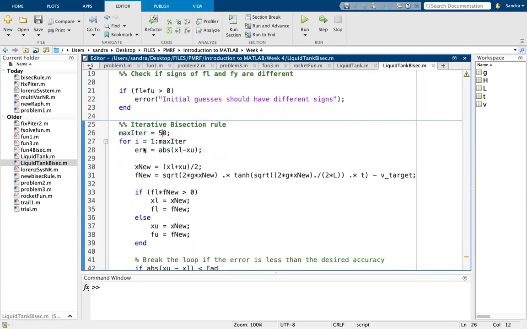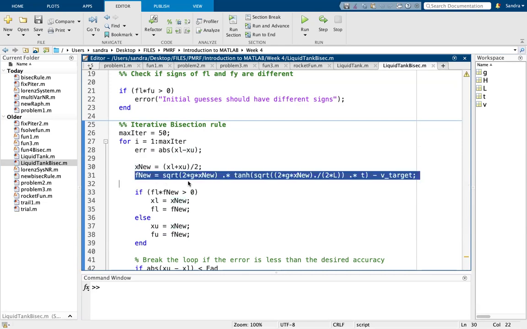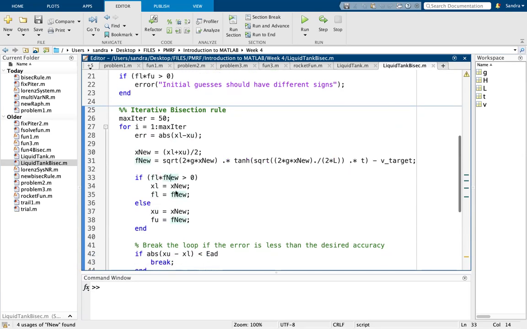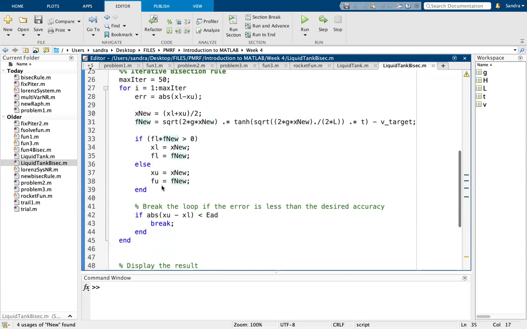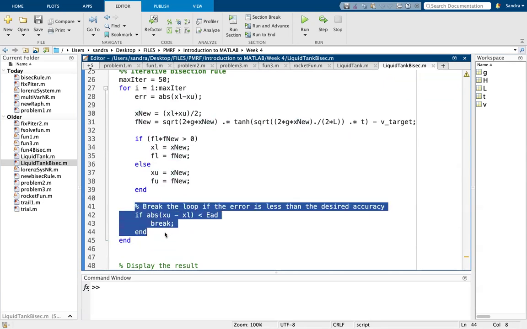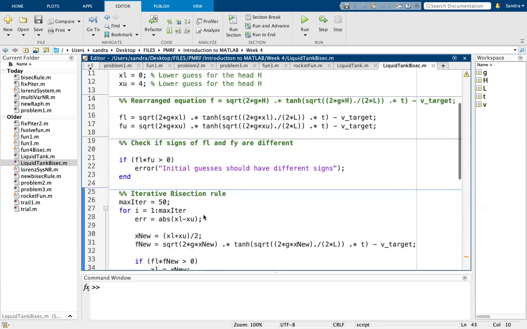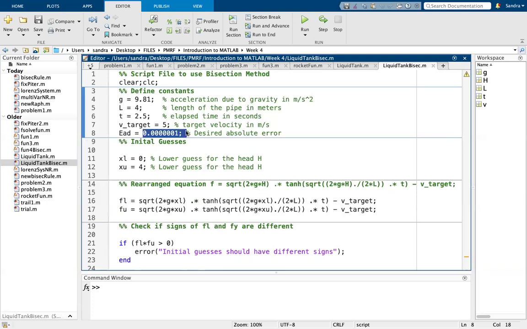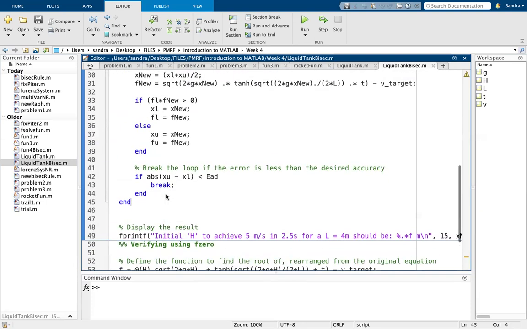You run it for 50 iterations. You calculate the error between the upper bound and the lower bound. Your new value is the midpoint of the upper bound and lower bound. You calculate the new function value and check its sign. If it is greater than 0, meaning both have the same signs, then XL becomes X new and FL becomes F new. Otherwise, XU becomes X new and FU becomes F new. And when do you break the loop? You break the loop when the error falls below the threshold given in the question. So that's the part.